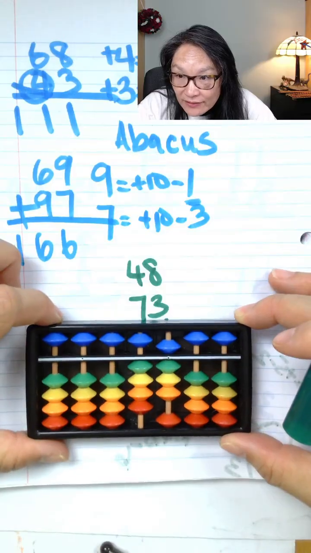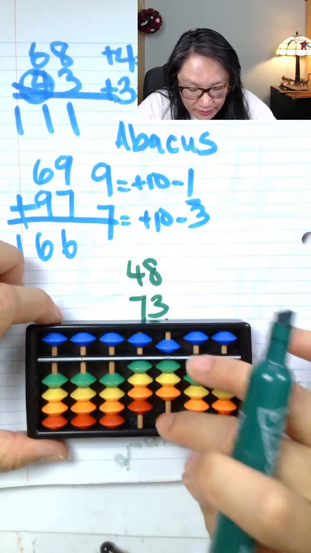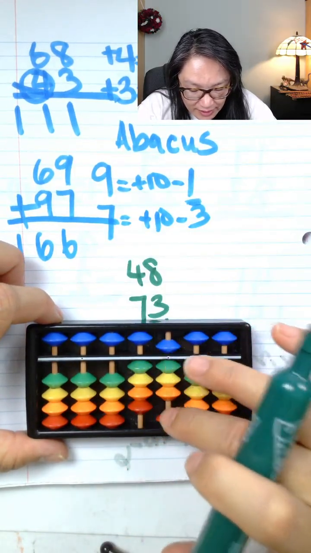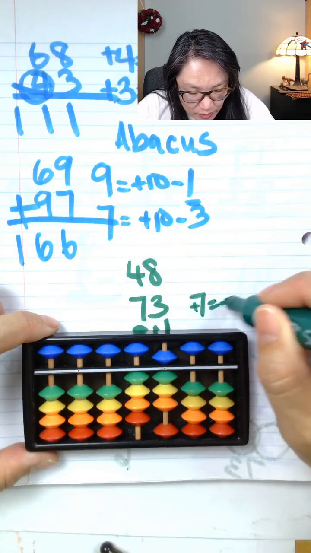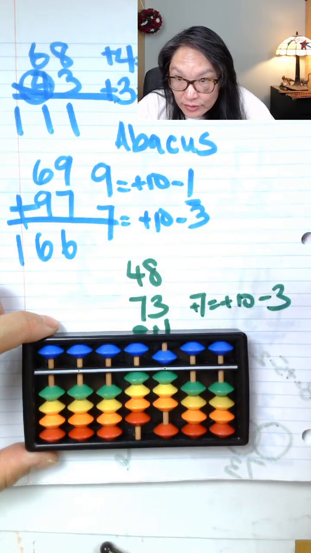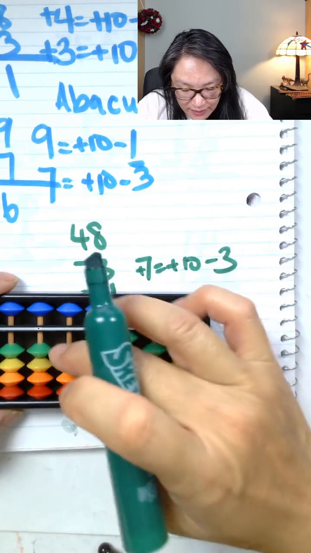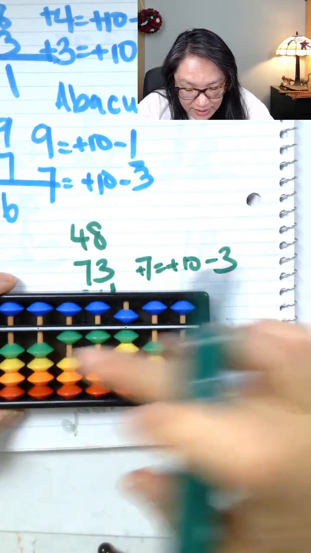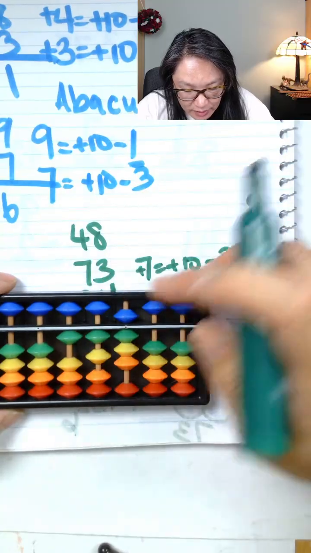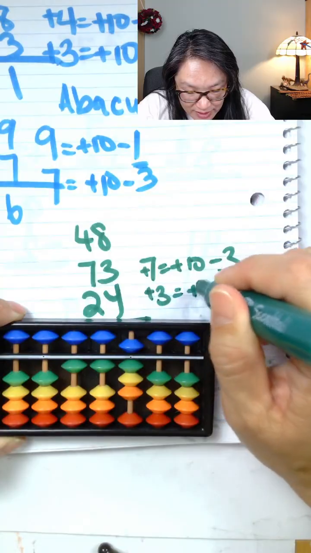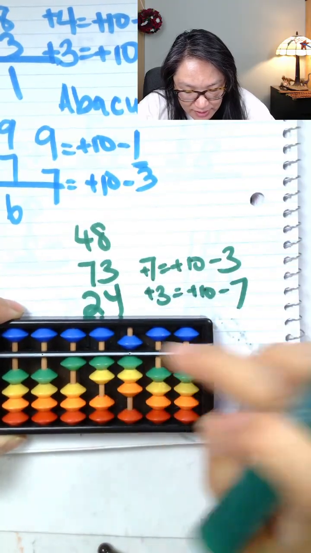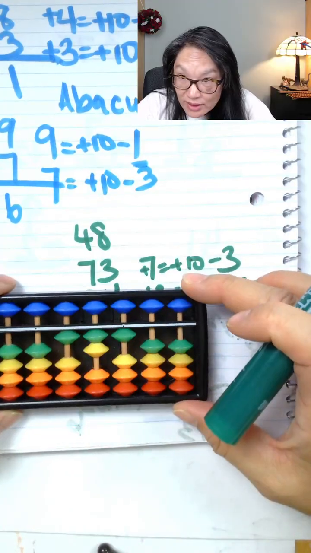And then we have 73, add the 7, add the 3. Plus 7 is what? Plus 7 is equal to plus the 10 minus 3. So we plus the 7 minus the 3, plus the 10 minus the 3, and then we add the 3. We don't have enough, so we know plus the 3 is equal to plus the 10 minus the 7. So we're done with that.